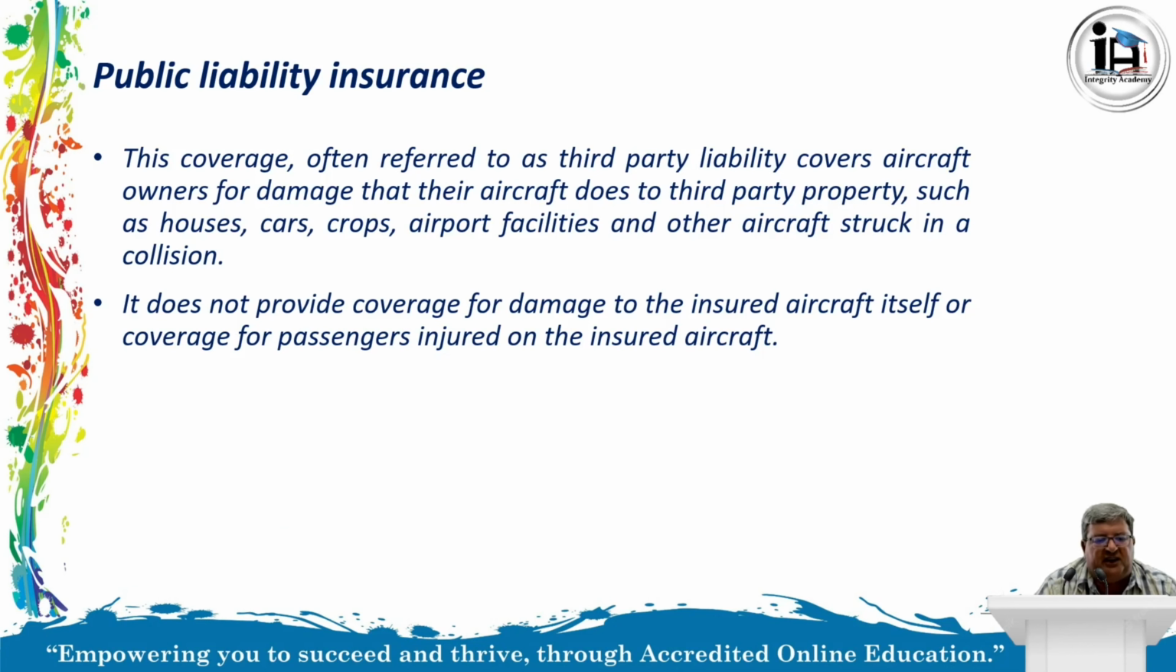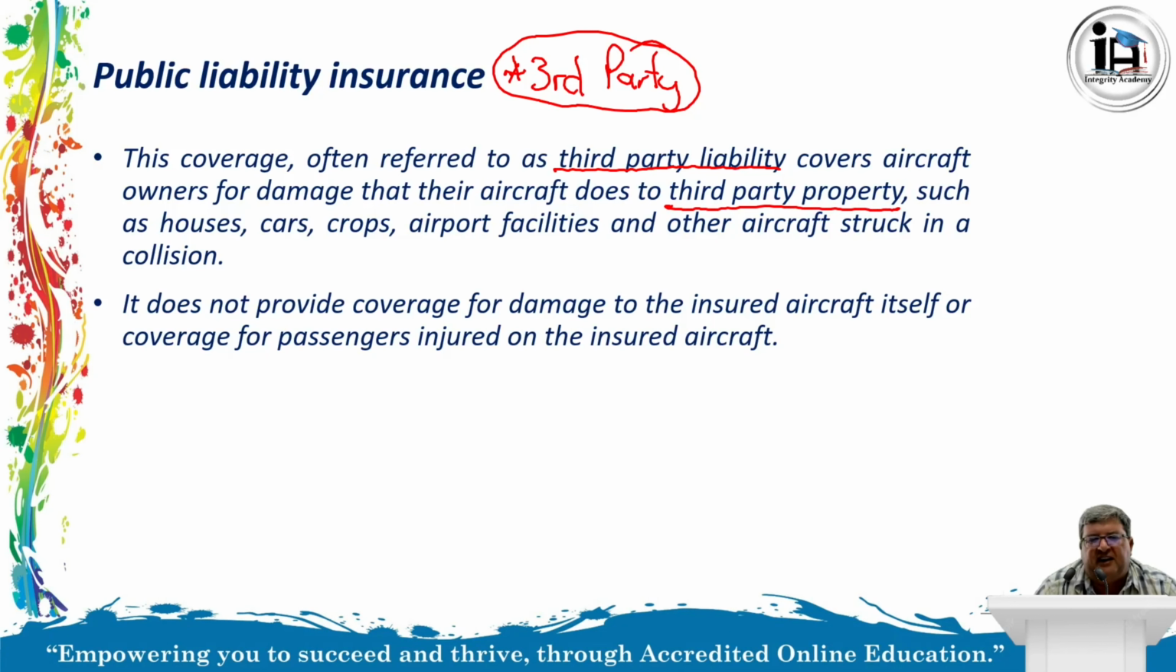So when you look at liability insurance, you can make a note there, it's third party, so that you know this is all about third party. The coverage is often referred to as third party liability. It covers aircraft owners for damage that their aircraft does to a third party's property, such as houses, cars, crops, airport facilities, and other aircraft struck in a collision.